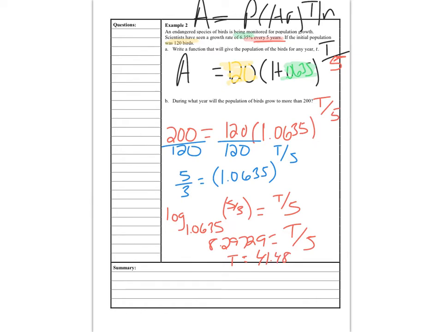It says during which year. Well, during means it happens during the 41st year, some point during that year. Okay? So we'd write 41. If it said by the beginning of what year, even though this is 41.48, we would still say 42, because at the beginning of the 41st year, it didn't quite reach 200. And you can type it in the calculator if you want to see. Plug in 41 right here, hit enter. It won't be at 200 yet. It'll be close to it, probably 199, but it's not quite there.